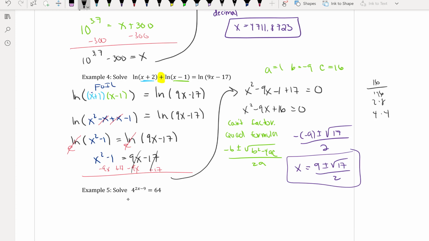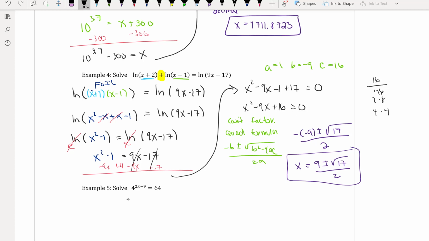That's what I was trying to do. But 2 times 8 is 16, 4 times 4 is 16, and those are the only factors of 16. And none of them were going to add up to give me 9. And so, can't factor, so I had to go to the next best, which would be the quadratic formula.